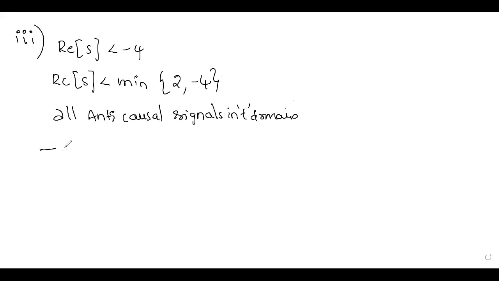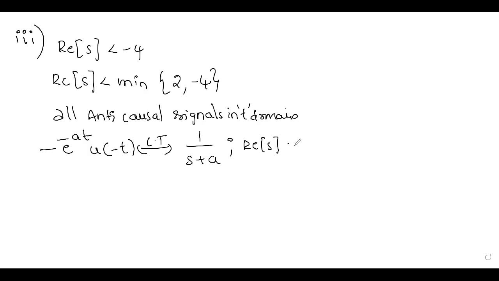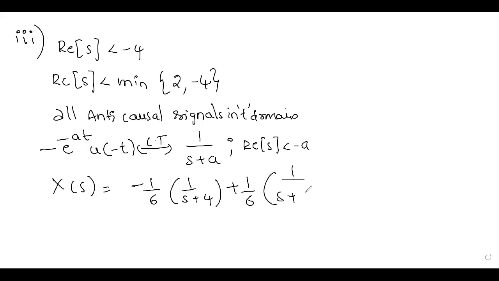That means what is the corresponding anti-causal signal time domain function? We have the standard reference pair. Laplace transform is 1 by s plus a only, but real part of s is less than minus a. The function we have is minus 1 by 6 into 1 by s plus 4, plus 1 by 6 into 1 by s plus of minus 2. Okay, apply inverse Laplace transform. What is x of t?